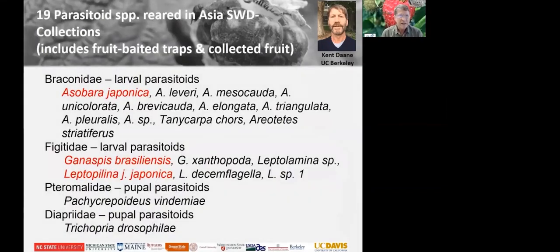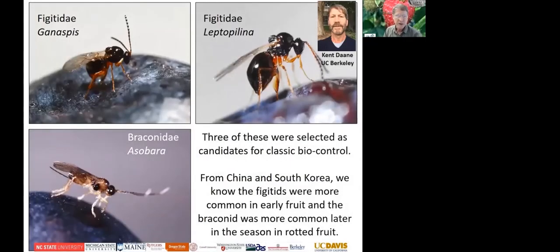We found 19 species reared from Drosophilid species in both South Korea and China. Of these, there were 3 species outlined here in red that gave us greater than 5% parasitism: 1 braconid, Asobara japonica, and 2 figitids, Ganaspis brasiliensis and Leptopolina japonica. Next. And here's a photo of those 3 insects. They don't have common names. We just go with Ganaspis, Leptopolina, and Asobara.